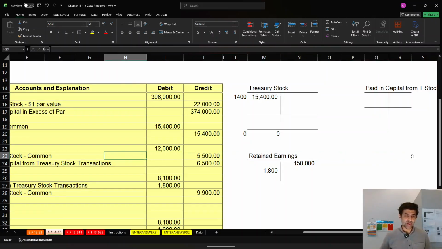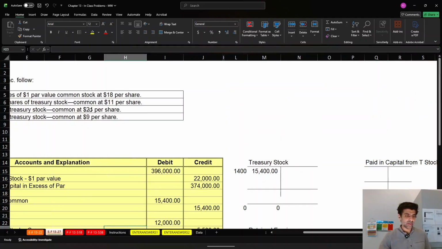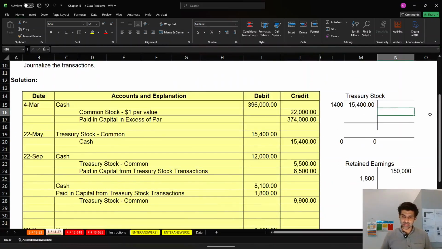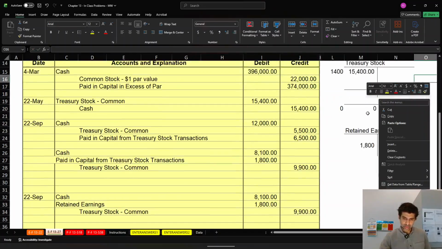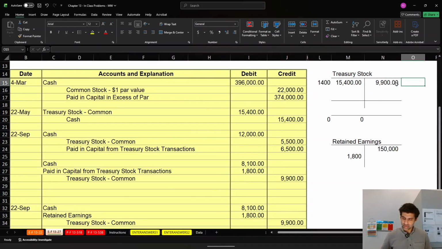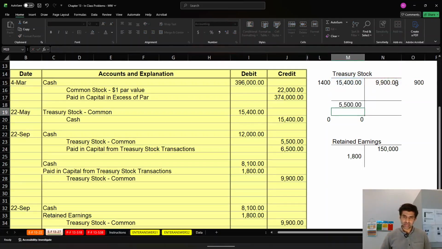Okay. So now we're going to do this other transaction where we sold. Okay. So then let's just finish this off too. So we did 9,000 or what was it? 9,900. And this was for 900 shares. So right now our balance is this minus this, and we have 500 shares left.